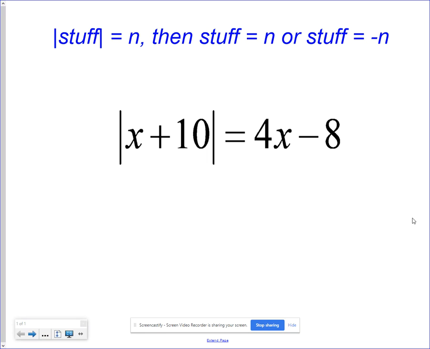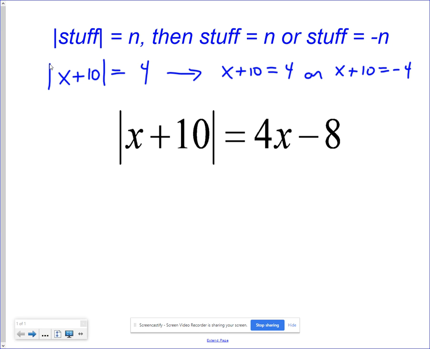So if we look at this equation here, we've got the absolute value of x plus 10 is equal to 4x minus 8. We know how to solve this if it was written as the absolute value of x plus 10 is equal to 4. If we had that, you would take x plus 10, the stuff inside there, and set it equal to 4, or x plus 10 equals negative 4. But on this particular problem, we don't have just a number here, we have an expression over here. But you do it the same way.